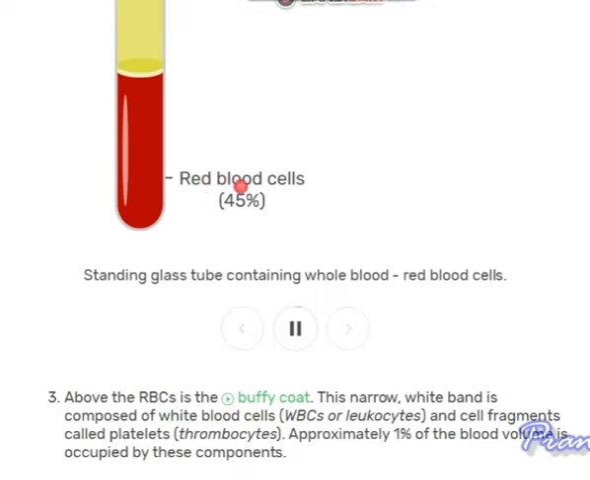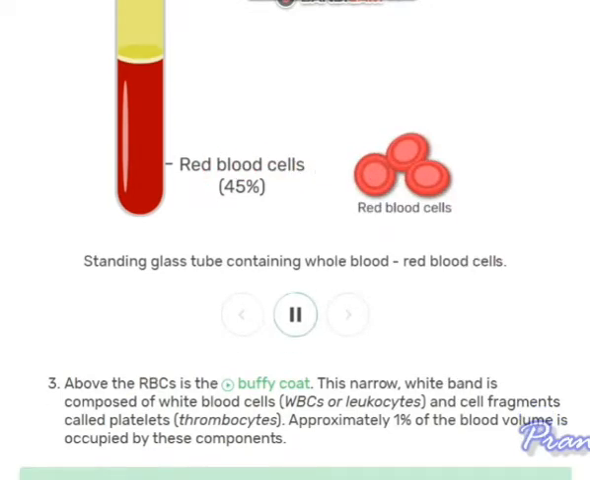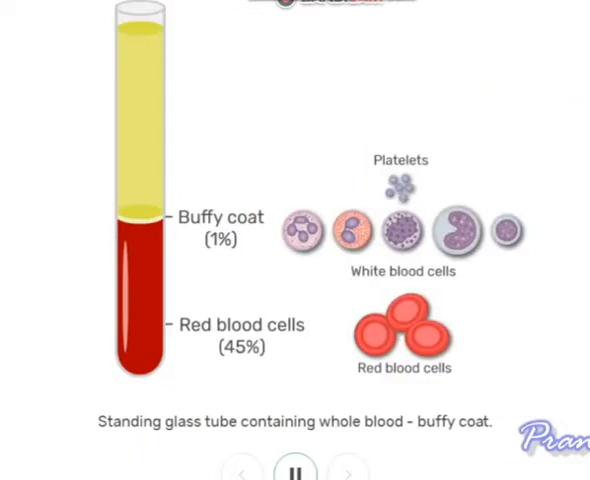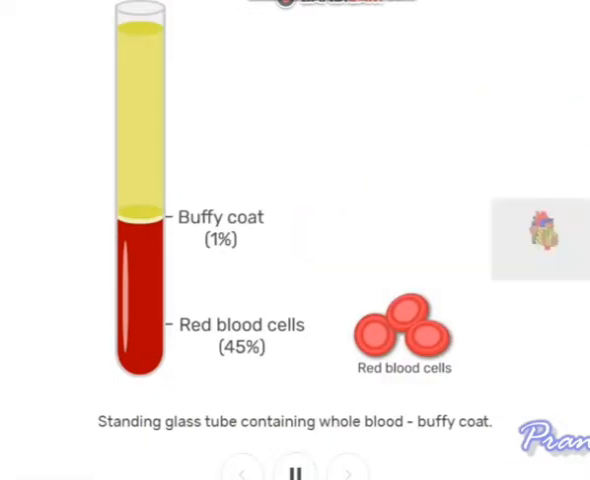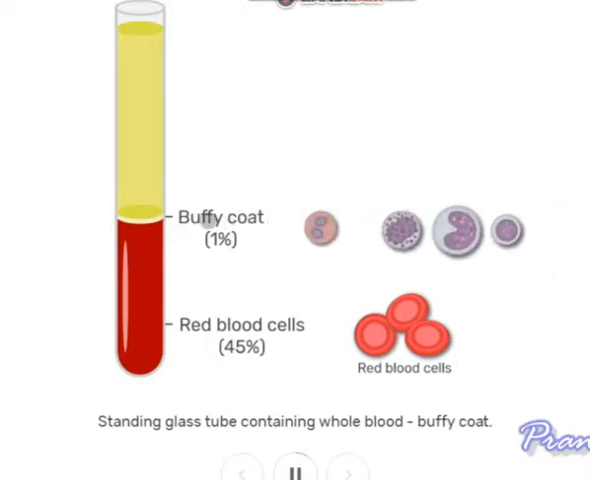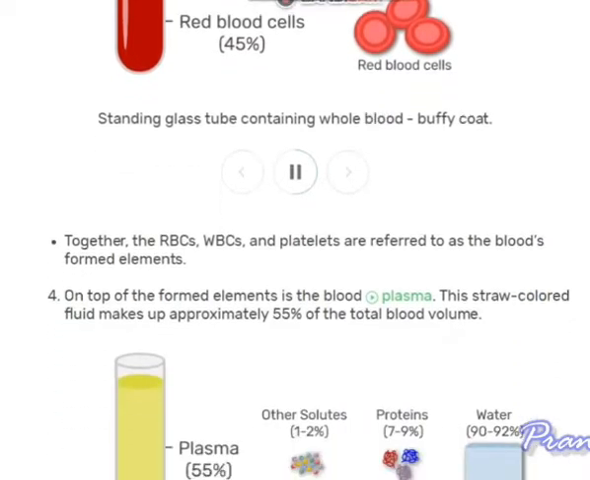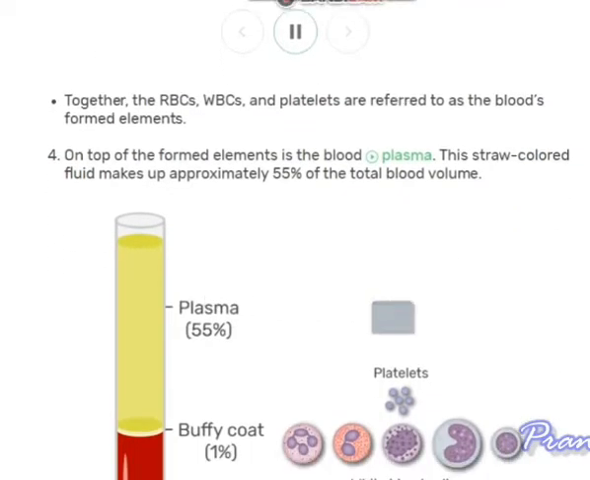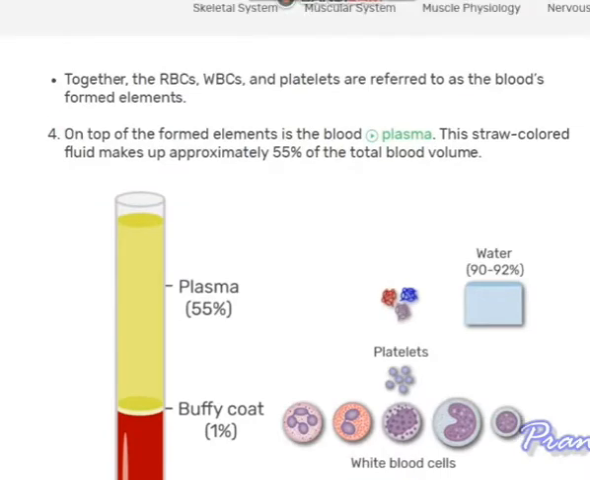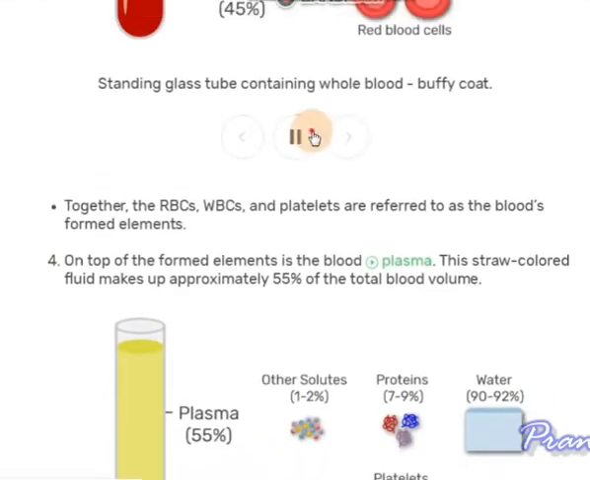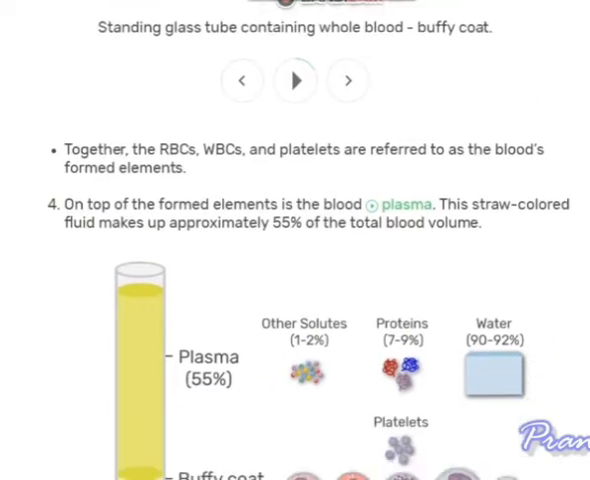Above the RBCs is the buffy coat. This narrow white band is composed of white blood cells and cell fragments called platelets, also known as thrombocytes. Together, the RBCs, WBCs and platelets are referred to as the blood's formed elements.